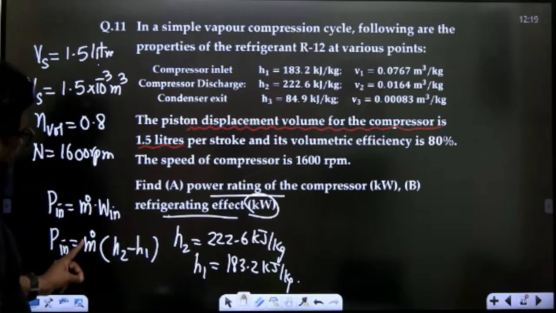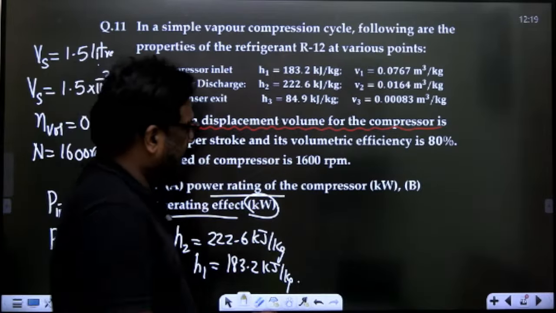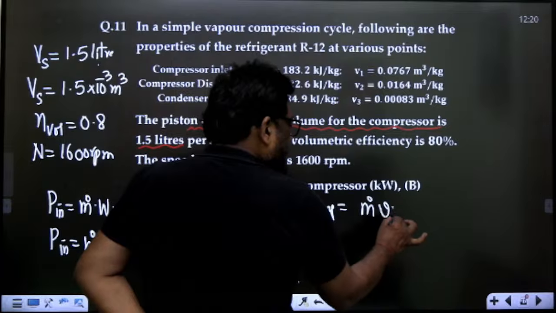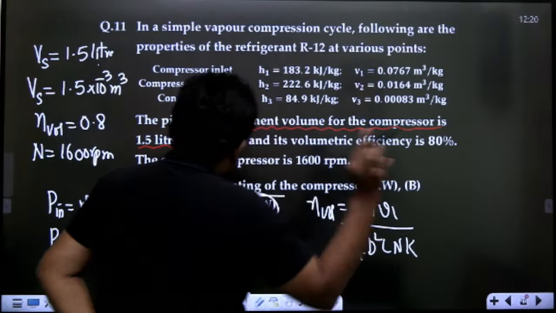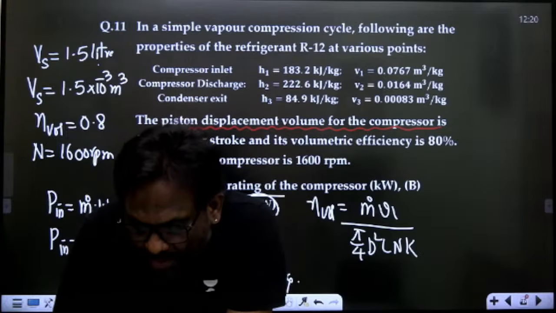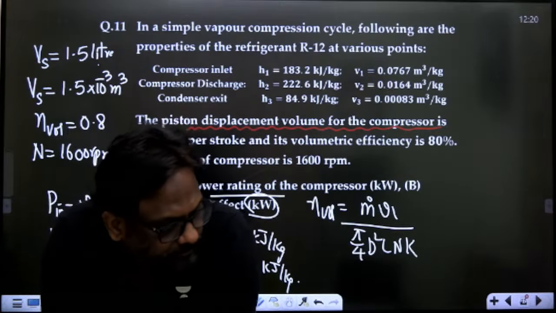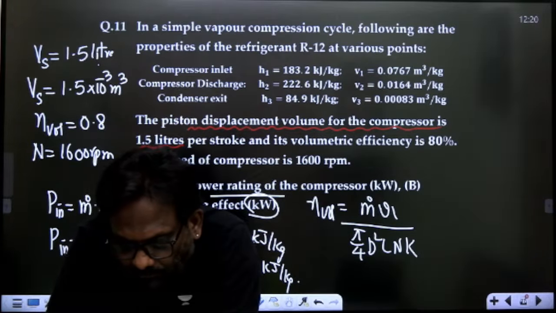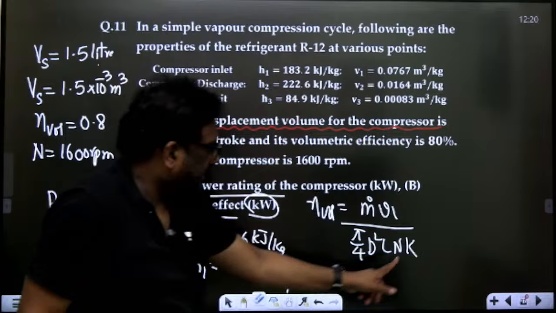Unfortunately, to calculate the power I need mass flow rate. How to calculate mass flow rate, sir? Everyone tell me how to calculate mass flow rate. Look here, the volumetric efficiency is given by m dot v1 by pi by 4 d square L n k. Here, did he talk anything about the number of cylinders, sir? Tell me, I am waiting for your answers. No. Whenever the number of cylinders is not given, you should take it as one. So therefore here I am taking k as one.